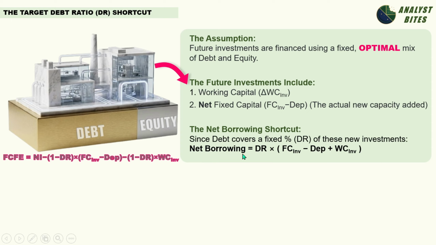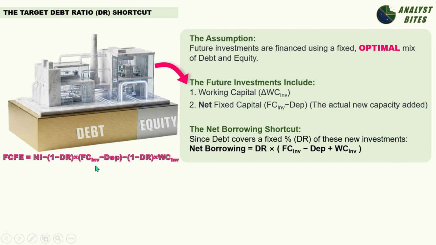If you plug this net borrowing back into the basic FCFE formula and group the terms, you perfectly derive this formula. The 1 minus DR is simply the 40% silver blocks, the portion of the net investment that shareholders have to pay out of their own pockets.